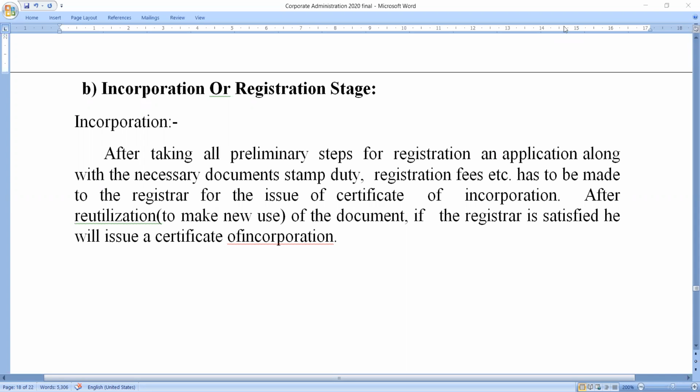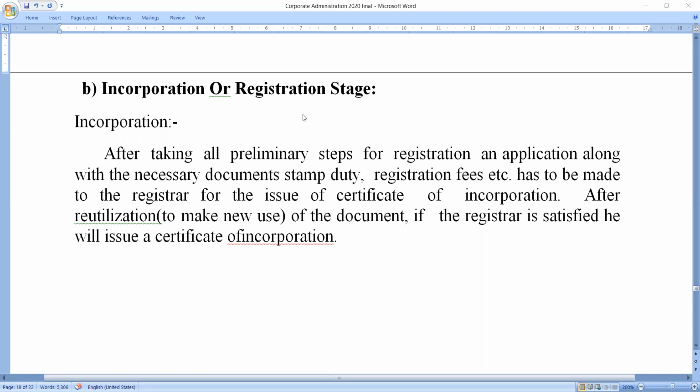Here in this class, we are discussing the concept called incorporation or registration stage. What was the first stage we discussed in the previous class? That is what we called the promotion stage. There are four stages involved here. The first is the promotion stage, the second is the incorporation or registration stage, the third is the capital subscription, and the fourth is the business commencement stage.